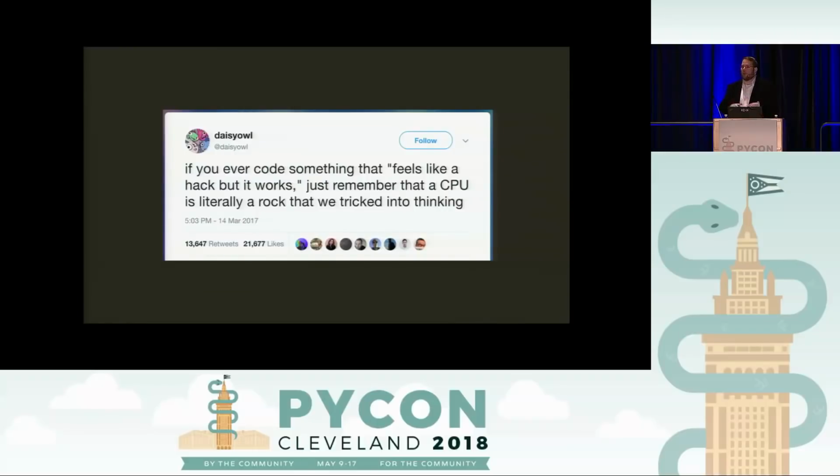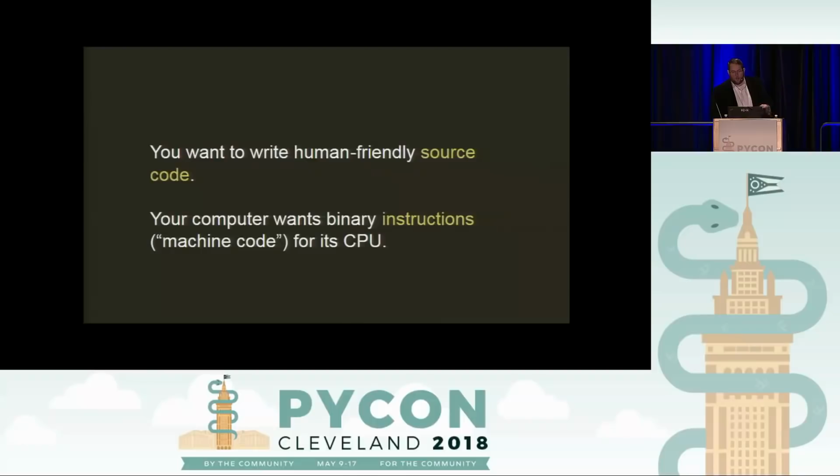Those names we give to them, we call them instructions for the CPU. Sometimes you hear them called machine code. If we show it in a slightly more human-readable format, you'll sometimes hear it called assembly. But it's not all that friendly to humans to look at this stuff. Anybody ever looked at assembly? How many of you would like to write like that all the time? So you want to write source code, which is the beautiful, clear, easy to read, human-friendly version. But your computer wants these binary instructions. So how are we going to get from one to the other?